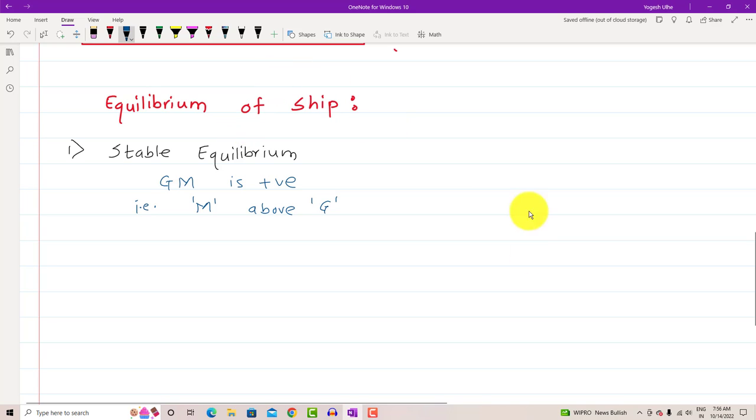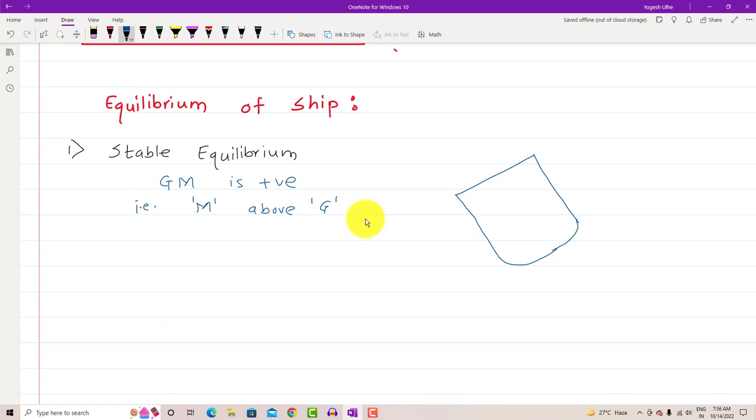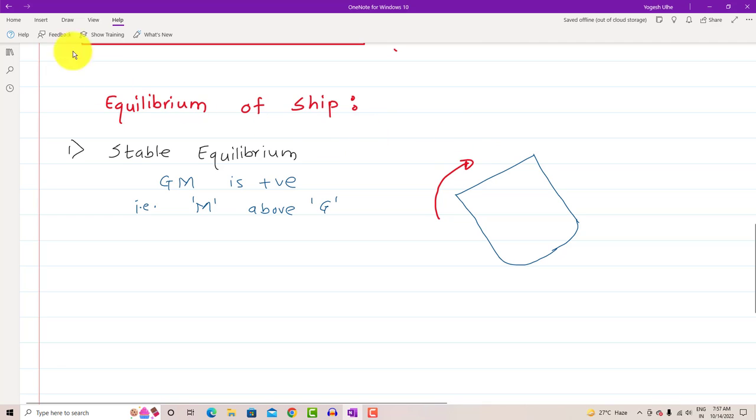Just imagine, guys, that due to bad weather there is rolling of the ship, and suppose the ship is heeled by some particular angle. Here I am showing a transverse view. Due to bad weather, the ship is heeled by some particular angle. But if the ship is in stable equilibrium, what will happen? It will automatically come back to its upright position.